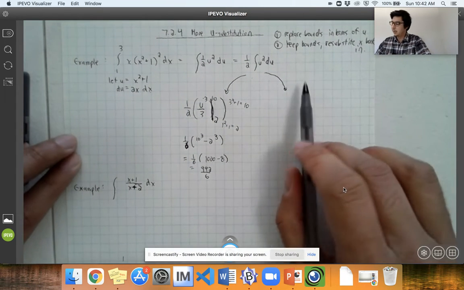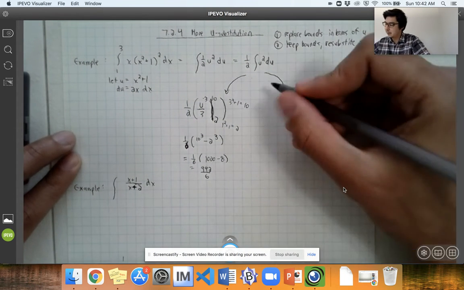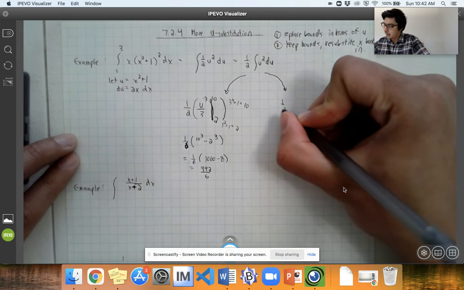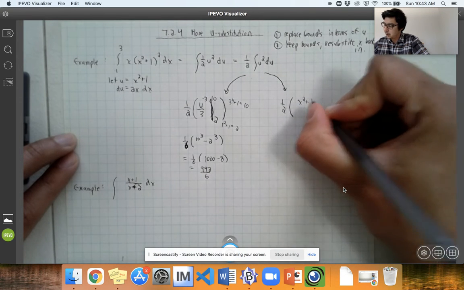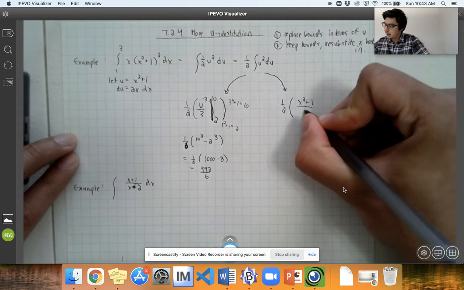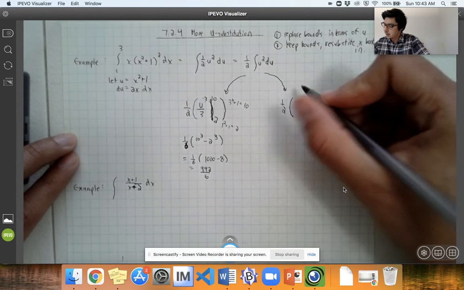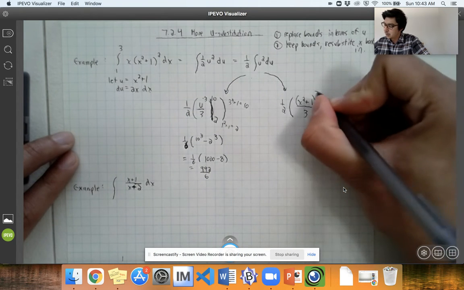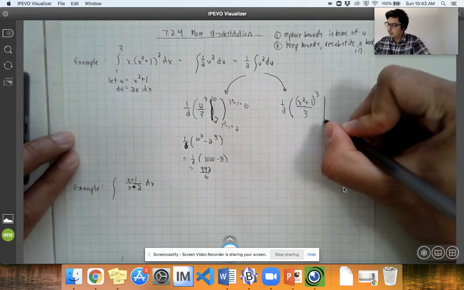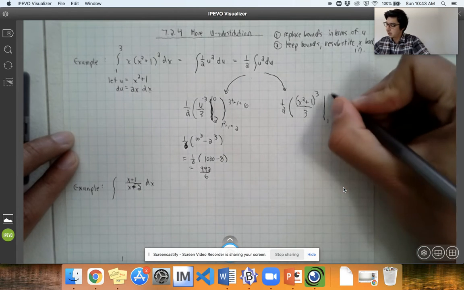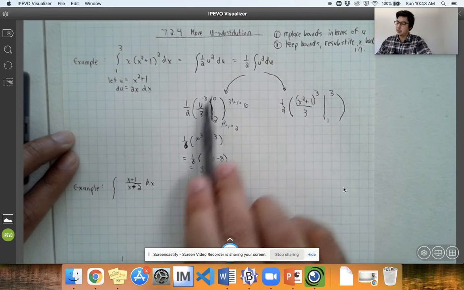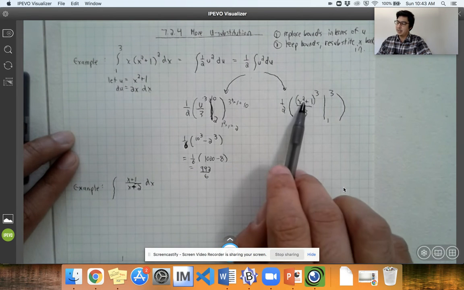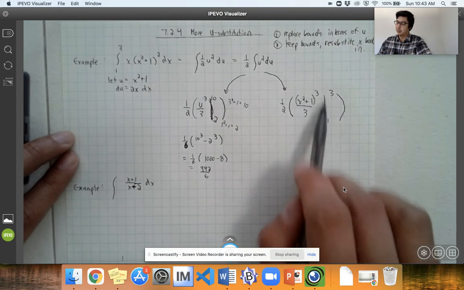If we did the second method of replacing x back in, well, then we would have the 1/2, but instead of u, we're going to replace it with x squared plus 1. And all of that is over 3, and all of this is being cubed, since the u is being cubed. And then we can keep the bounds from 1 to 3 there. Okay. So it's u to the third over 3, but I replaced it back with x, which allowed us to just keep the bounds 1 to 3.